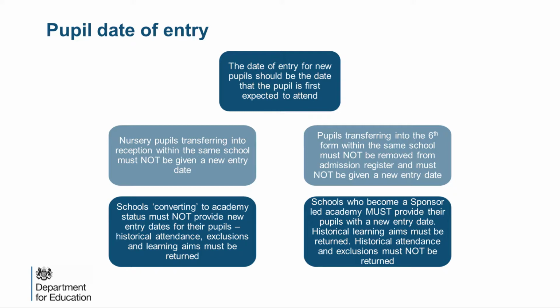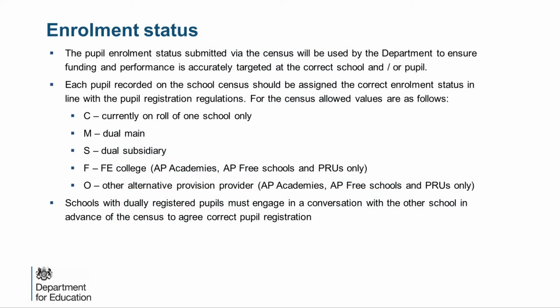As this slide shows, there are specific requirements that schools should ensure are followed, especially if your school is a newly converted academy. The enrolment status submitted via the school census is vital to funding calculations and performance measures. Therefore, it's essential that schools ensure that the correct enrolment status has been provided. There are 5 types of enrolment status for pupils in scope of the school census. Pupils with a current enrolment status are pupils who are solely registered at one school.